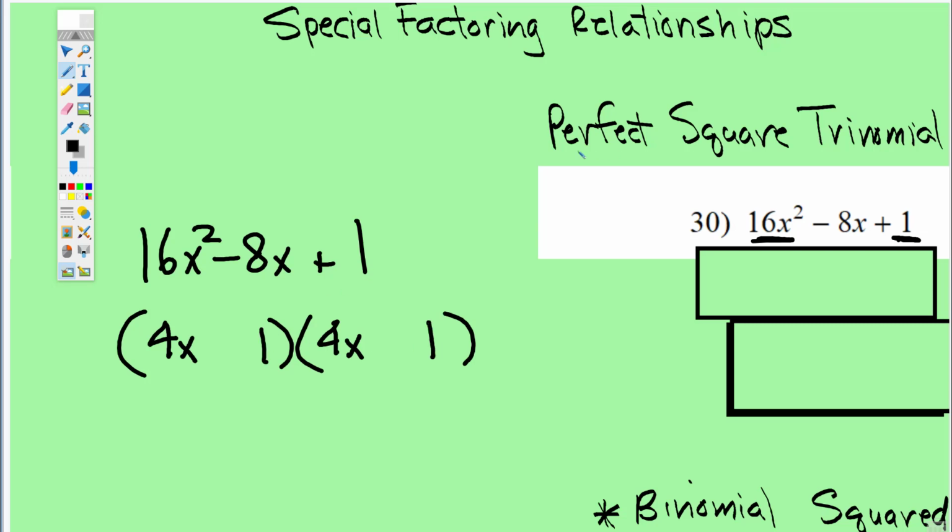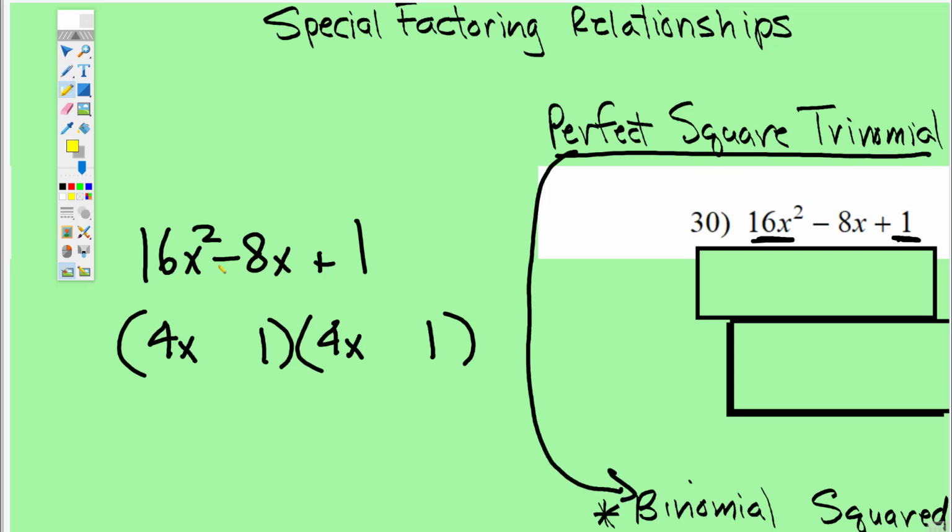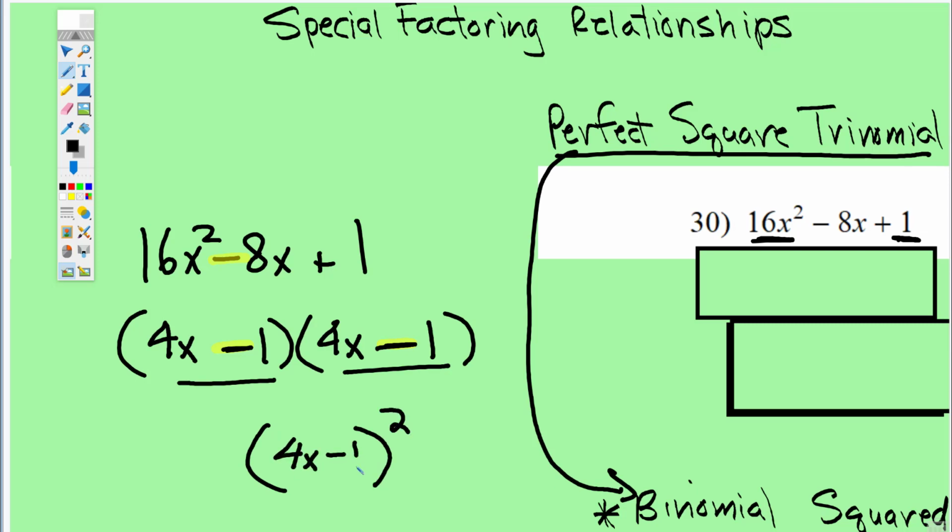But now when it's a perfect square trinomial and it factors to a binomial squared, you take the first operator, and that first operator goes in both sets. So subtract 1. If you look inside both sets, those are the same, so you could rewrite it as 4x subtract 1 squared, just like that. All right, that's it for special relationships, factoring quadratics.